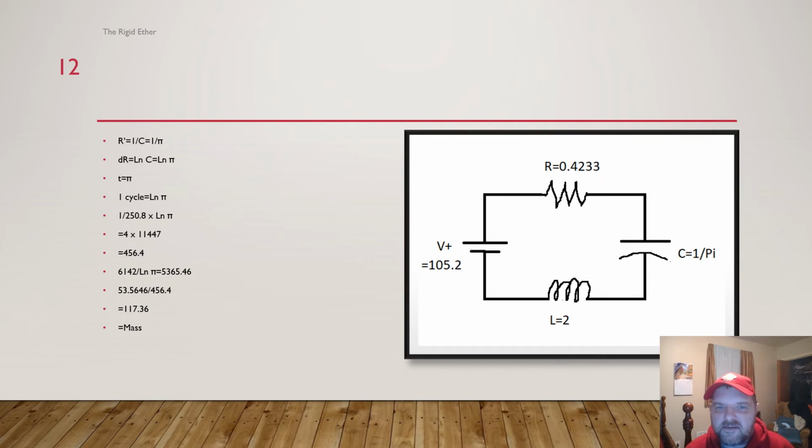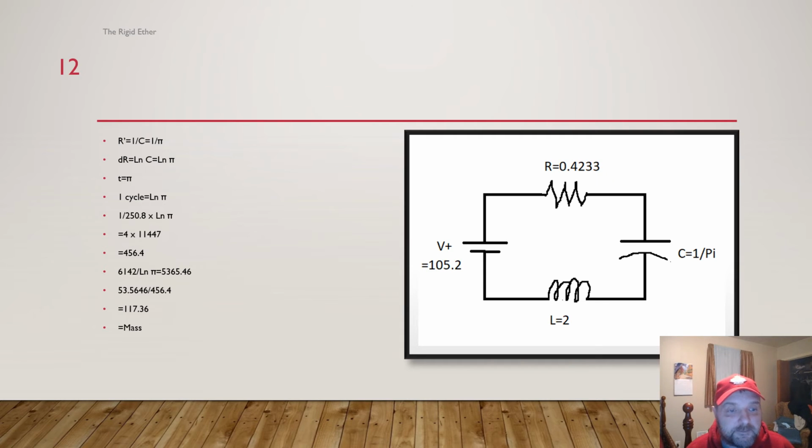So there's your circuit on the right hand side with a resistor of 0.4233, again Q's, with your capacitor with the capacitance of 1 over pi. The human mind has a frequency of 1 over pi, and so the human mind evolved to match the capacitance of the universe. And then we have an inductor, which has a value of 2 henries and a voltage of 105.2 volts. These are all characteristics from astrotheology that I'm not going to calculate here, just to show what they are in the circuit.